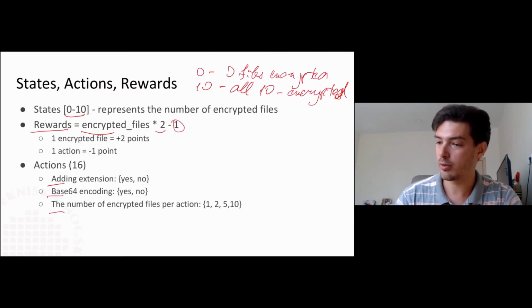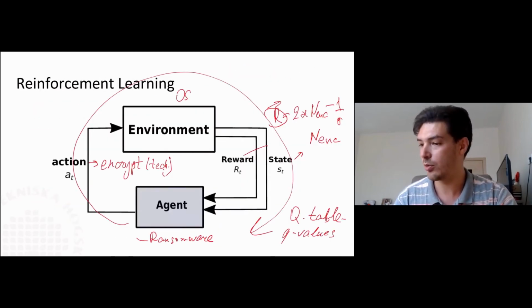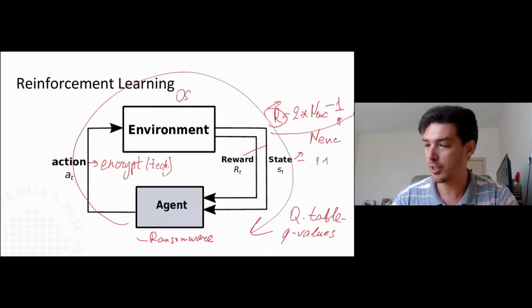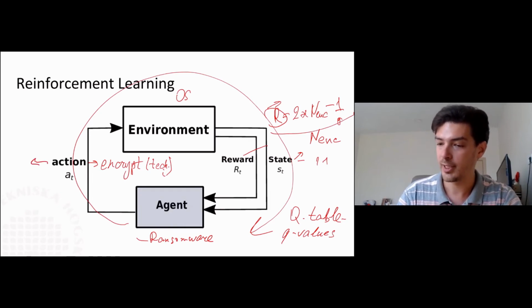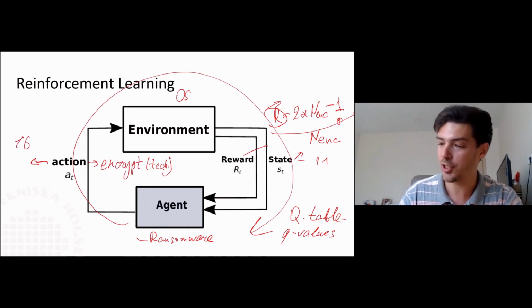So again, if we go back to this picture, now we understand the states. We have 11 states. We understand what the reward function is, and we also know that there are 16 possible combinations of the actions that our agent can perform to simulate ransomware.